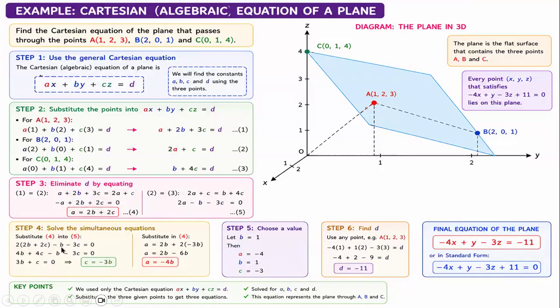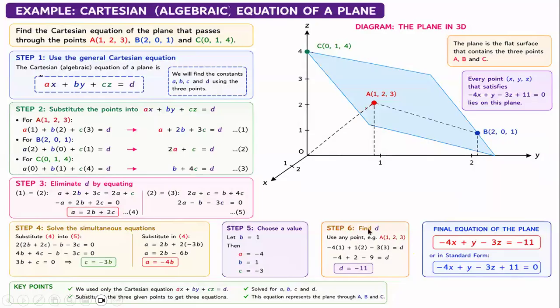So when we substitute that, we solve for c, which is c is equal to minus 3b. Then we substitute it into equation 4. So when we find that, we have a is equal to minus 4b. So the next step we have is we choose a value. We let b equal 1, then a is equal to minus 4, b is equal to 1, and c is equal to minus 3.